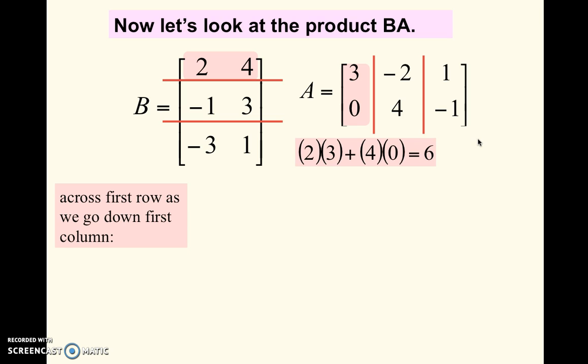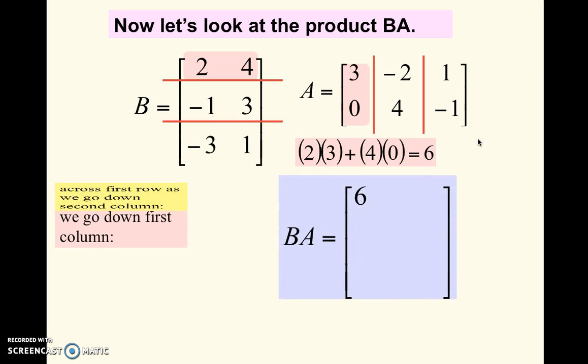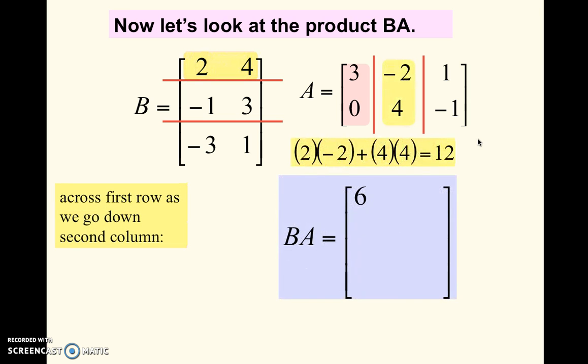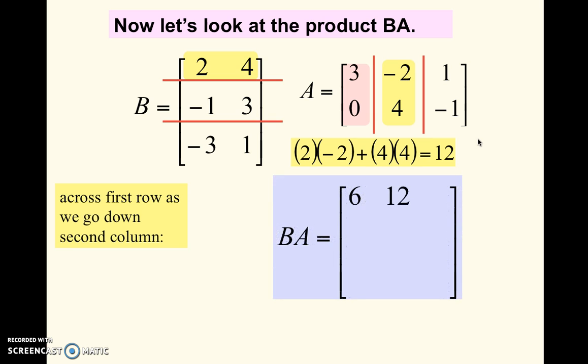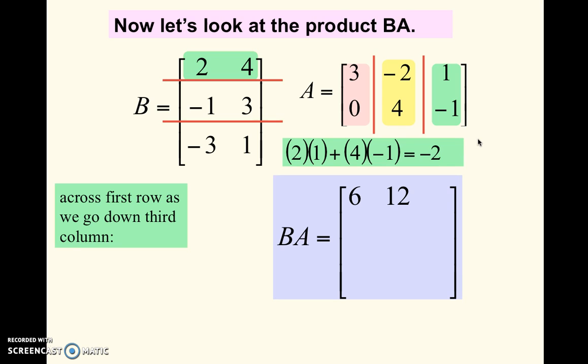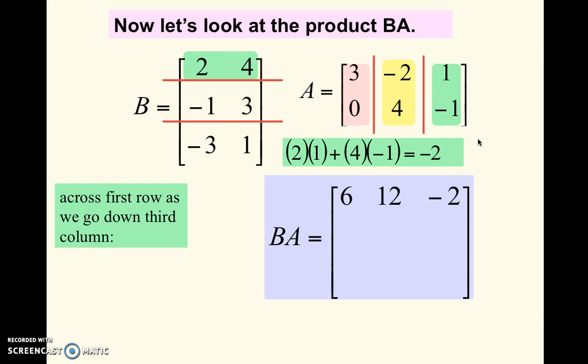Okay, so across the first row, as we go down the first column, we end up with 2 times 3 plus 4 times 0, which gives us 6. Then we go across the first row and down the second column. So we end up with 2 times negative 2 plus 4 times 4, which gives us 12. Now we're going to go across the first row and down the third column. See what we're doing? We're staying on that first row and we're going down each of the columns 1, 2, 3, and we end up with negative 2 as our third element.